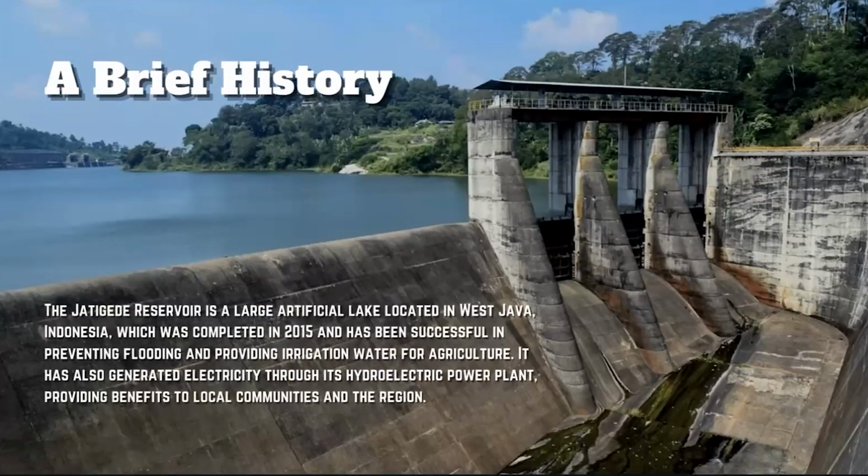First we will start with a brief history of the Jatigede Reservoir or dam. The Jatigede Reservoir is a large artificial lake located in West Java, specifically in the Sumedang Regency. It was completed in 2015 but only started service in 2019. It has been successful in preventing flooding, providing irrigation water for agriculture, and also generates electricity through the hydroelectric power plant, obviously. It has provided a lot of benefits to the local communities around the region.